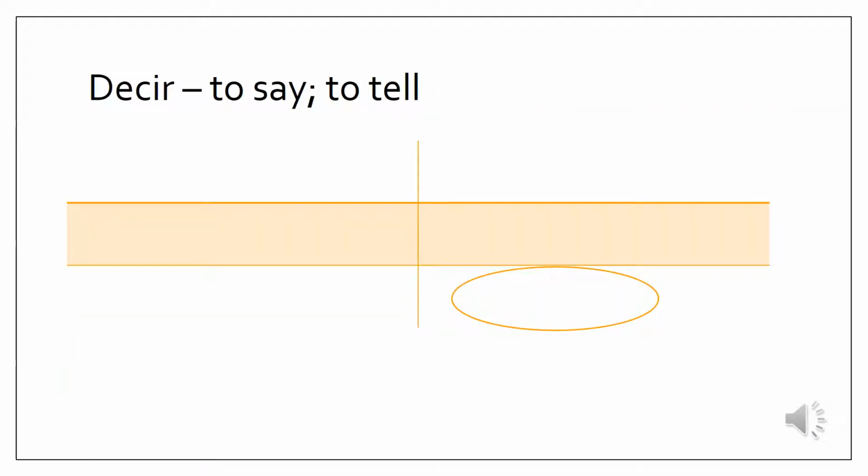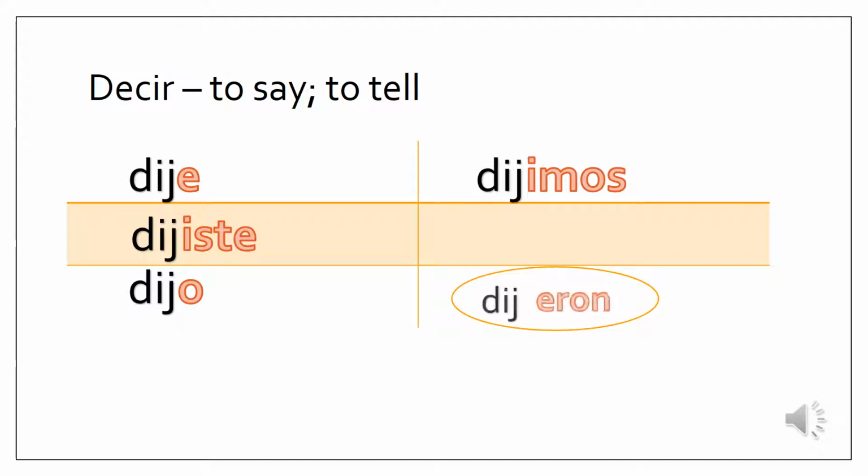So our verb decir in the preterite changes to dije, dijiste, dijo, dijimos, dijeron. Notice that we also have that I in all of our forms. But the place you want to be really careful is in the ustedes, ellos, and ellas. If you look at dijeron, we actually dropped the I of the ending. So instead of I-E-R-O-N, we're just using E-R-O-N.